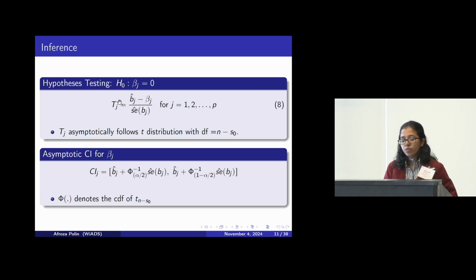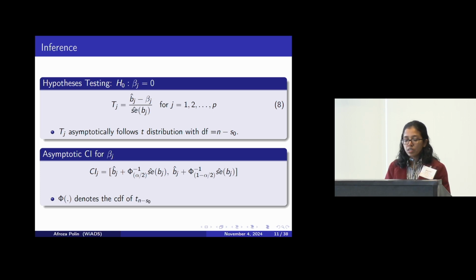So first, for testing hypothesis, we need to set up the null hypothesis and the alternative hypothesis. The null hypothesis says it has no impact, the alternative hypothesis says yes, it has impact, and then the test statistic is your estimated value minus the value in the null hypothesis. Most of the cases we set it equal to 0. So this is mainly the ratio of your parameter estimate divided by the standard error of that parameter estimate. And it asymptotically follows a t-distribution with degrees of freedom n minus the number of effective variables, that is S0.